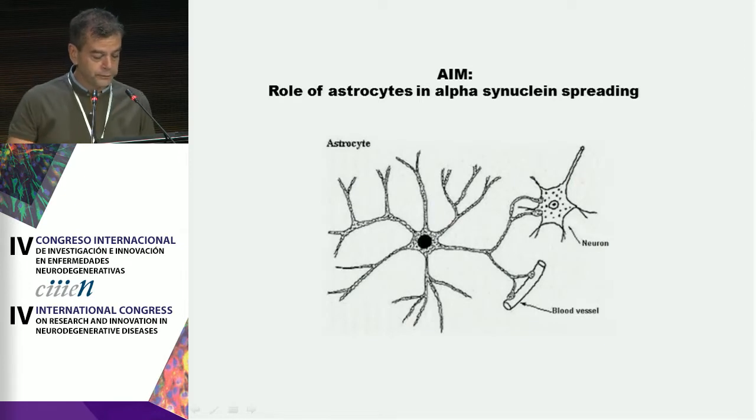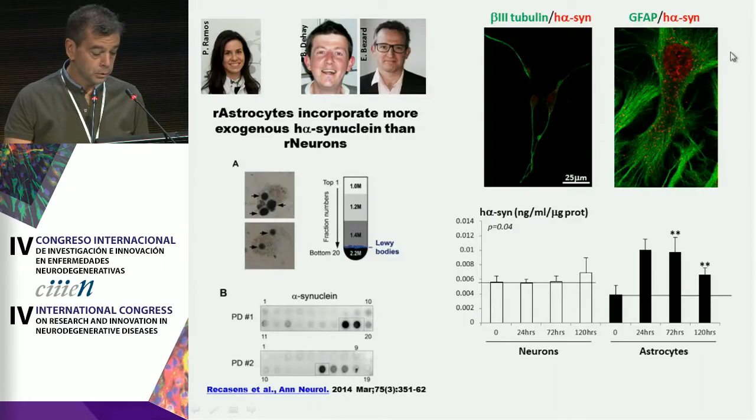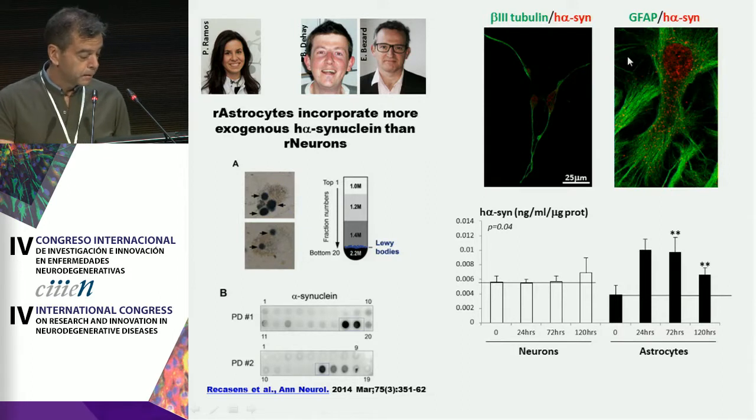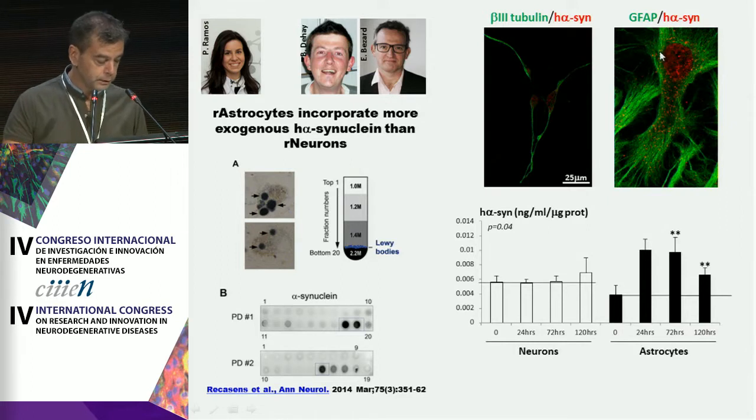The principal aim of this work is to study the role of astrocytes in alpha-synuclein spreading. This communication will be divided in two parts. In the first part I will show the mechanisms of alpha-synuclein incorporation, and then I will demonstrate how alpha-synuclein can be transported from cell to cell. All these experiments were performed by our PhD student Paula Ramos, in collaboration with Dr. Dehe and Professor Bezard from the University of Bordeaux. We used Lewy body extract from PD patients.